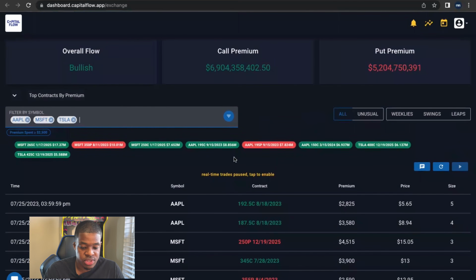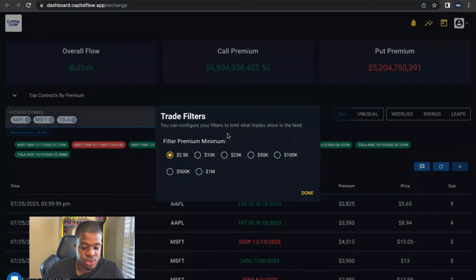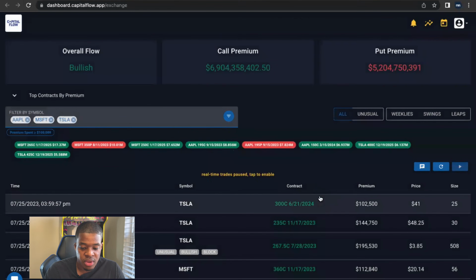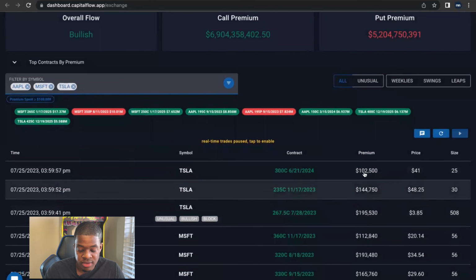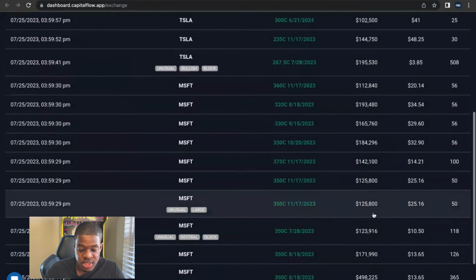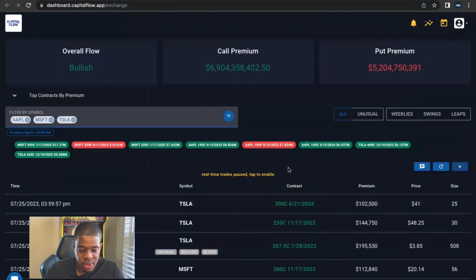Now, there's a few more features you can use to adjust the orders that you see in real time. So first off, let's get into trade filters. Like we talked about at the beginning of the video, the idea is to look for big money trades. So you're automatically going to be set at 2.5K, which is your default premium amount when you come in. But since we're looking for big money trades, let's up that to 100K. So now every single one of these dollar amounts in the premium column is going to be $100,000 or more. We want to get those smaller orders out of there.